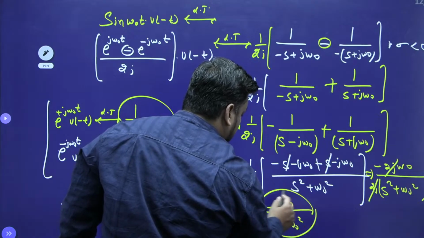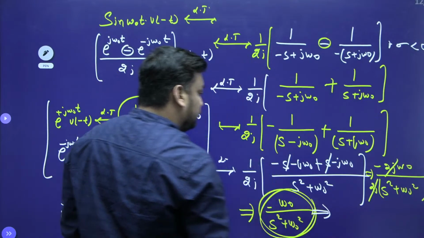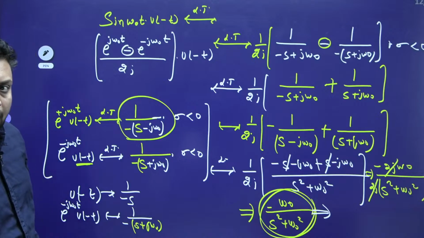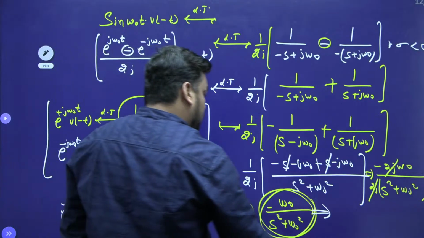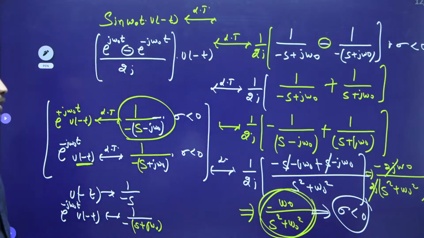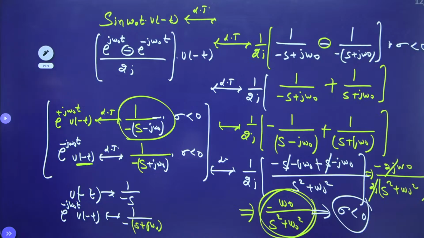This is my final result, guys. And what is the ROC? Come on. What is the ROC, beta? Minus omega naught upon s square plus omega 0 square, and the ROC is nothing but sigma less than 0.